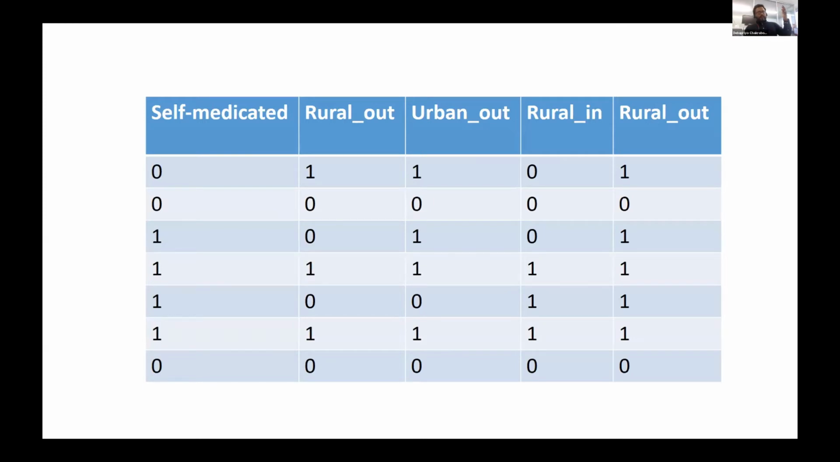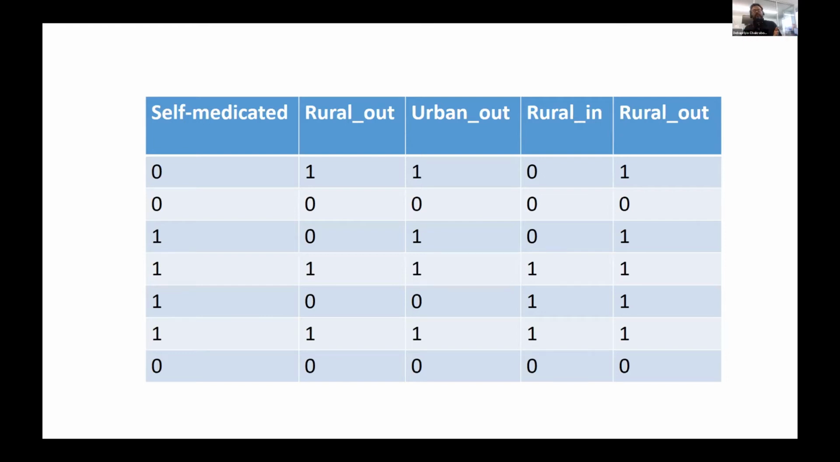So you have multiple rows. This is of course a small part of the huge data set. The response is coded 0 or 1: 0 means they don't self-medicate, 1 means they self-medicate. And then you have local and migrant, further divided. How they collected the data is that they went to households and asked, are you originally from this place, or did you come from another place? Which place did you come from? And is the place they come from rural or urban?